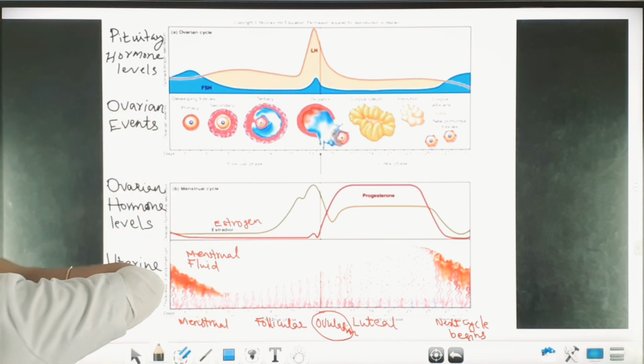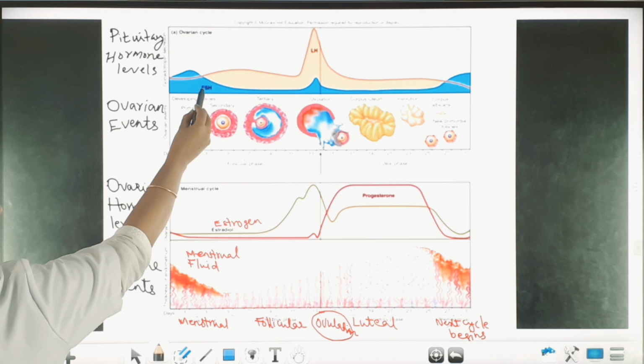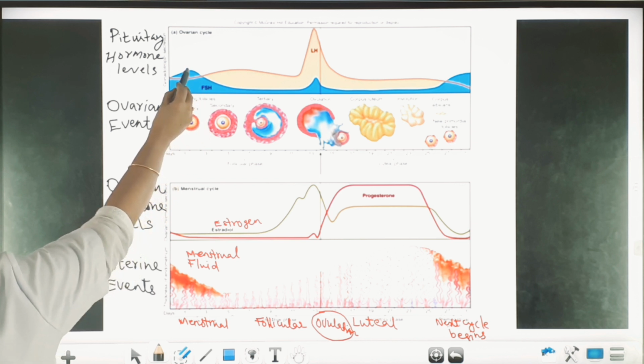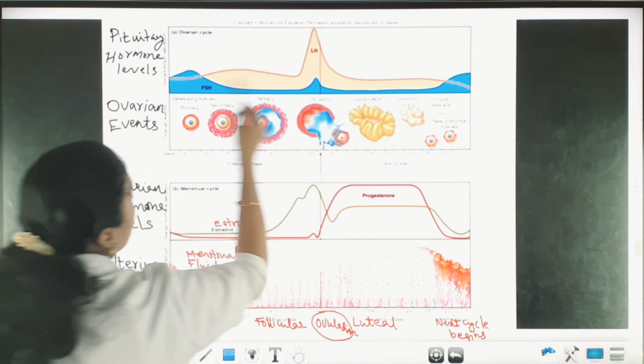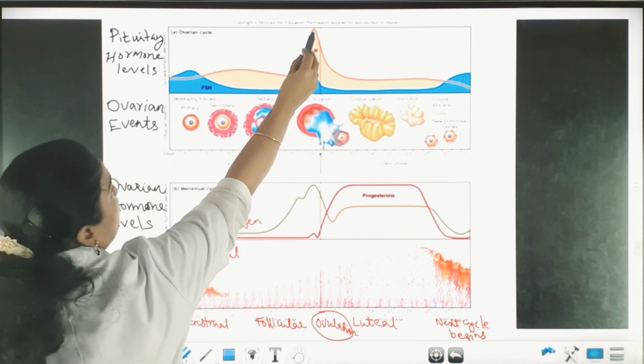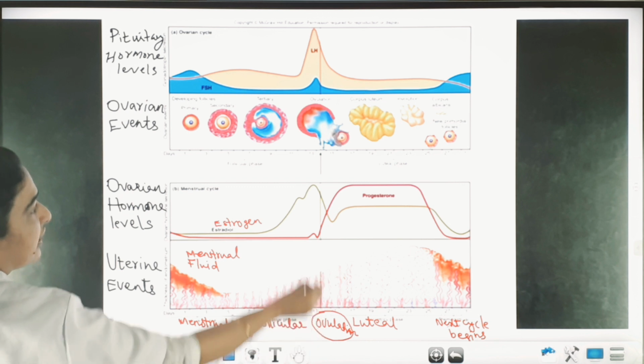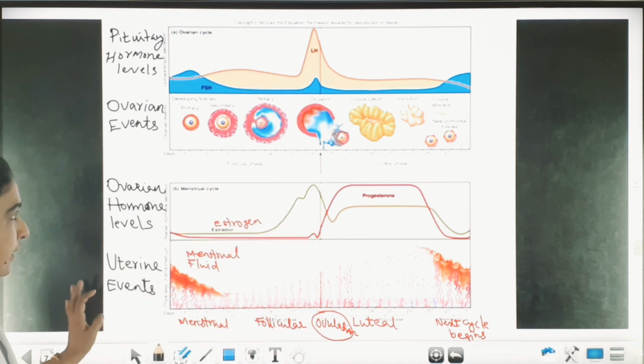And you can see the pituitary hormone levels here. This is the FSH level. FSH level is increased during menstruation, then it goes on decreasing. But the LH surge we can see at the time of the ovulation phase. You can see over here.